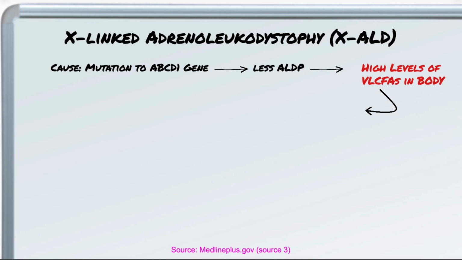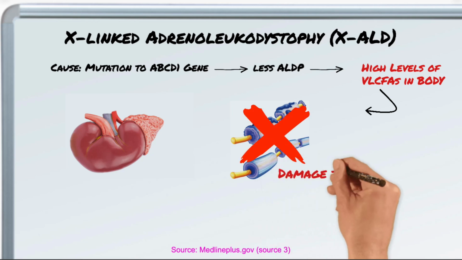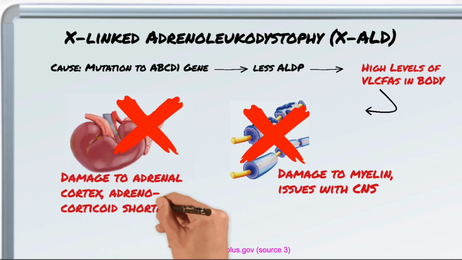Now, this triggers an inflammatory response in the brain, leading to a breakdown of myelin and damage to the adrenal cortex in addition. This results in a reduced ability of nerves to relay info in the brain, and also because of the damage to the adrenal cortex, it results in a shortage of adrenocorticoids.